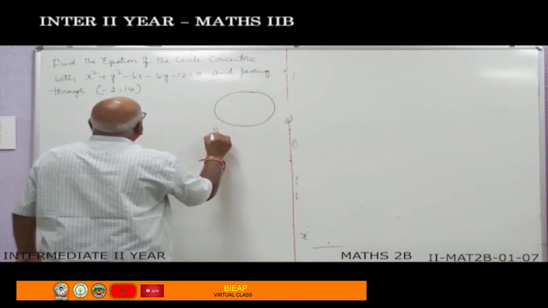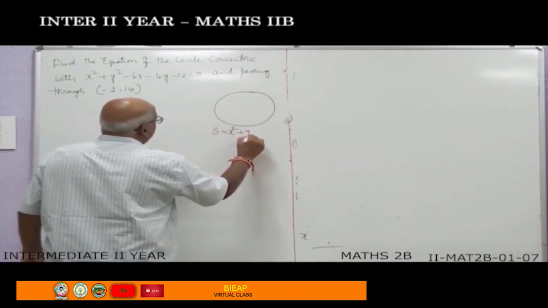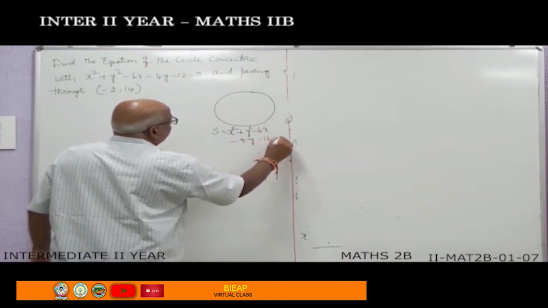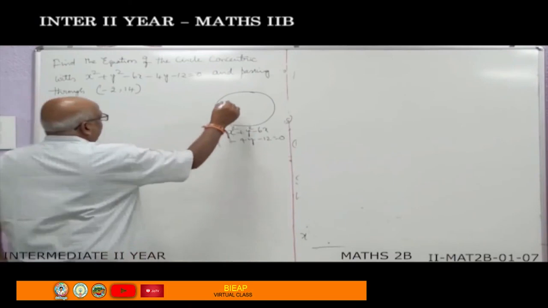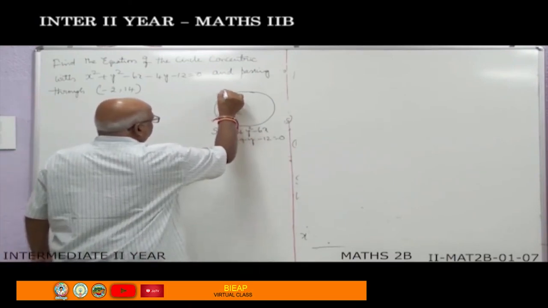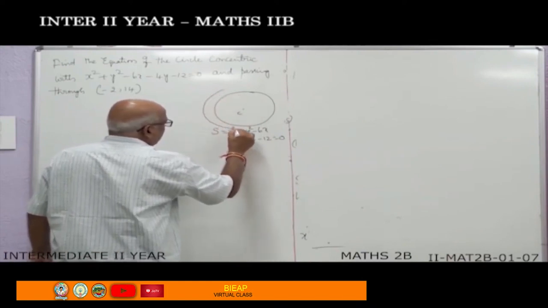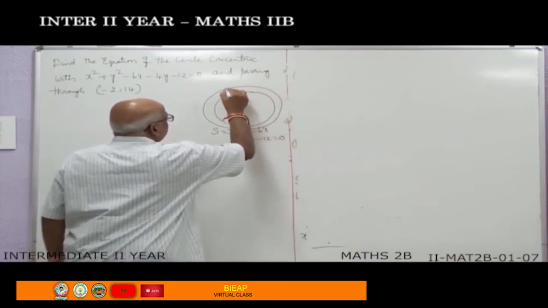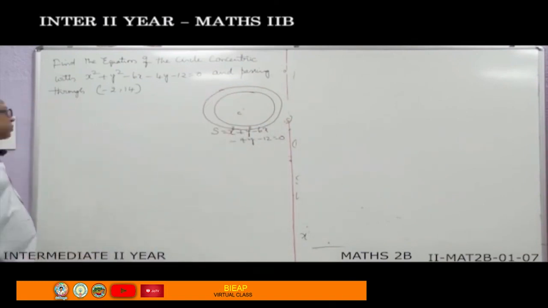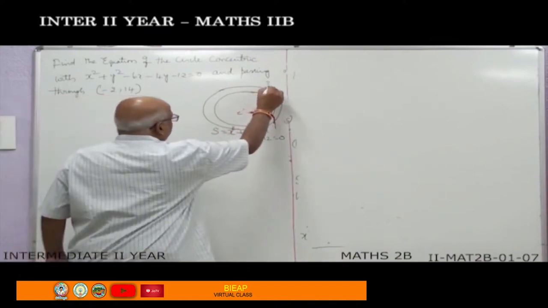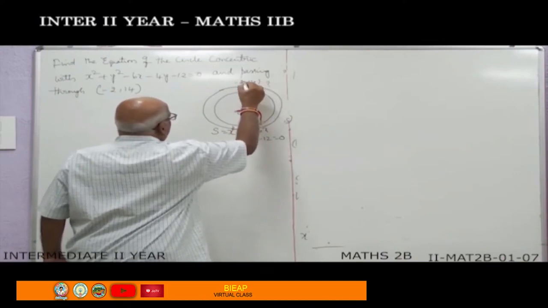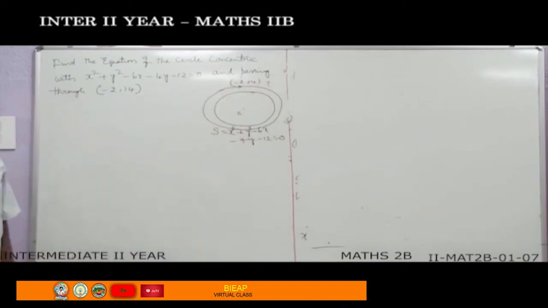Now, this is the circle given, S equal to x square plus y square minus 6x minus 4y minus 12 equal to 0, and this is center. Concentric means there is another circle. It may be outside this one or inside this one. That can be decided by just observing the length of the radius. What is equation of this circle? Our required circle is passing through the point minus 2 comma 14.